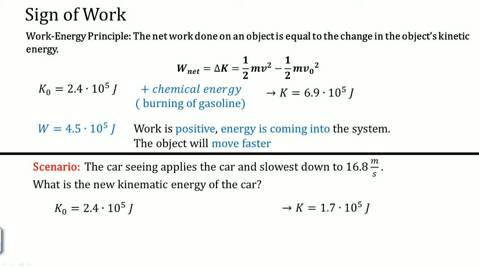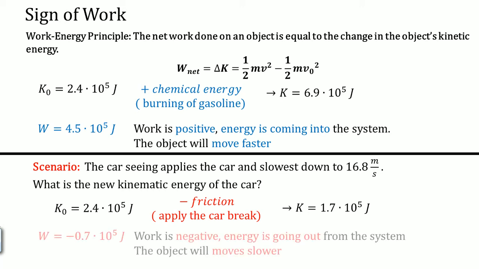What happened? We would say it actually lost energy, right? Due to friction. This is when the car applies the brake. So what is the work done? Well, we know work is the change in the kinetic energy. So 1.7 minus 2.4 gets you negative 0.7. What is the negative in work telling you? It tells you that the work here is negative. Energy is actually coming out of the system. The object will actually move slower as a result.